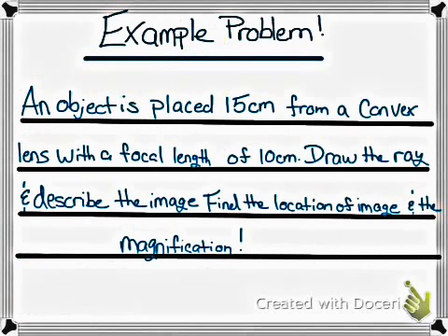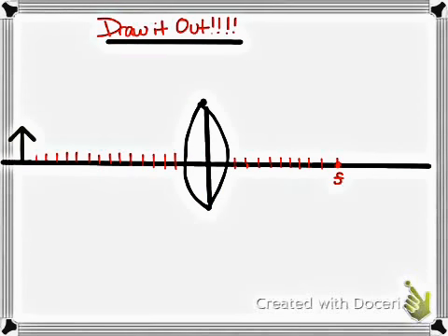Let's try a scenario. An object is placed 15 centimeters from a convex lens with a focal length of 10 centimeters. Draw the ray diagram and describe the image. Find the location of the image and the magnification. First, let's draw out our ray diagram. Say this object right here is placed 15 centimeters away, and your focal point is placed 10 centimeters away from that convex lens.